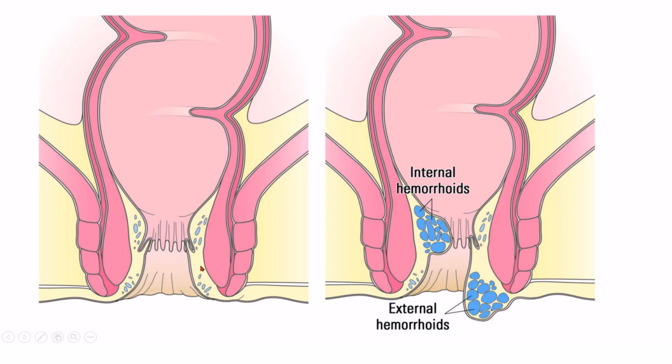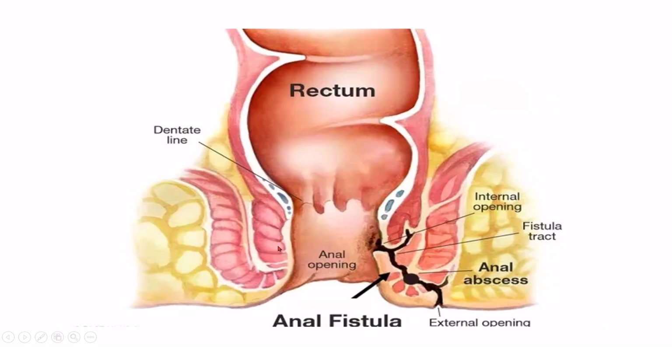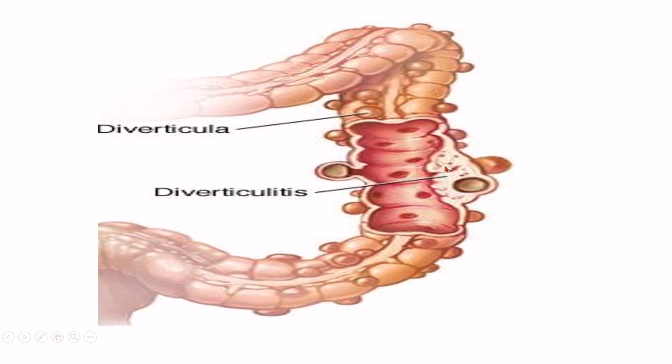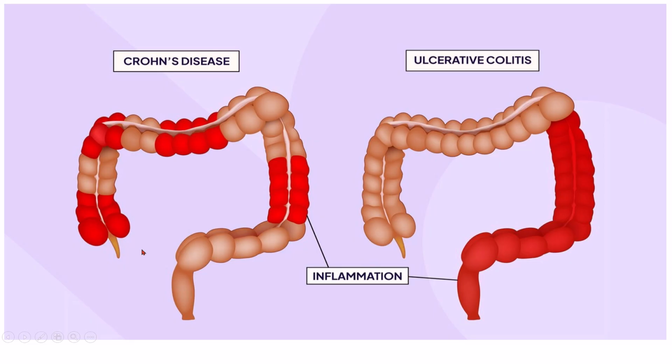If you see here, this is the internal hemorrhoids, and these are the external hemorrhoids, above and below the pectinate line. Here you can see the fistulous tract connecting the perianal skin with the anal canal. Here you can see the diverticulosis or diverticulitis. Here you can see Crohn's disease involving different segments in the large intestine. But here you can see ulcerative colitis involving especially the rectum and the descending colon.